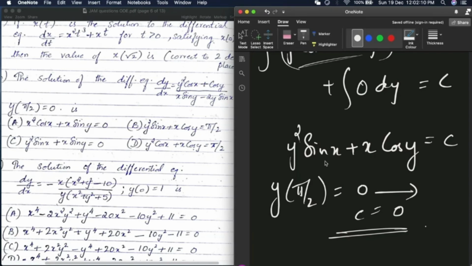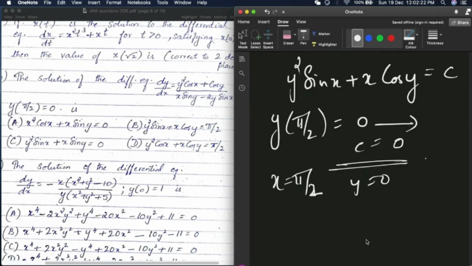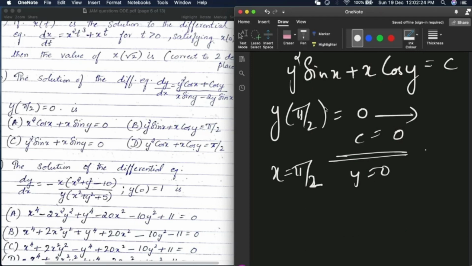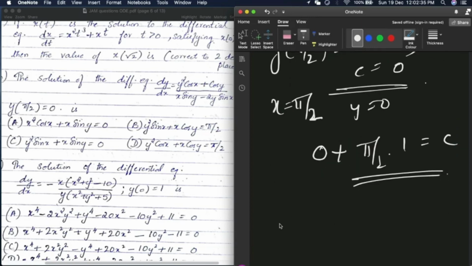Cos 0 is 1 and x is pi by 2. The first term cancels and the second term cancels. You have to put x is equal to pi by 2, right? Y is 0. Correct. X is equal to 0. So your first part becomes 0 plus this becomes pi by 2 into cos of 0. Cos 0 is 1. Correct. Absolutely. So B is the answer. Y square sin x plus x cos y.